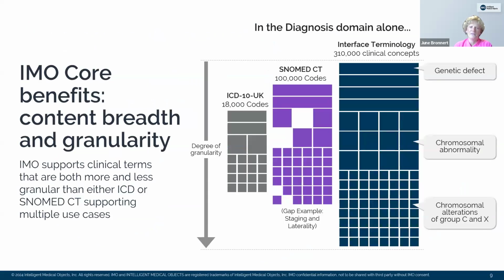Here you can see our clinical interface terminology offers a wide range of healthcare concepts, which are not confined to the constructs of a standard code system. This supports representation of nuanced disease states, which are not present in an industry standard code system. This slide shows an example of our content ranging from genetic defect all the way to specific chromosomal alterations of group C and X. And on the next slide, we'll look closer at our content, including IMO's approach to the industry standard code systems.